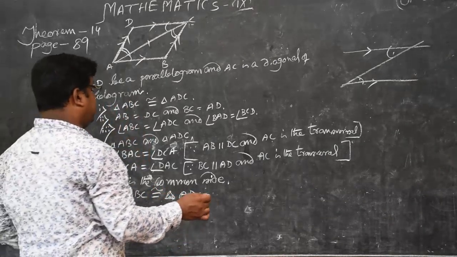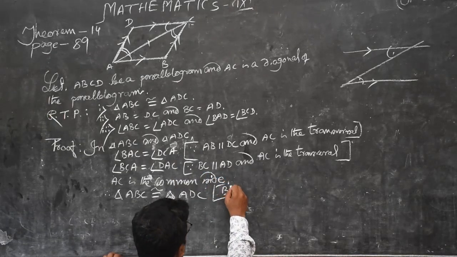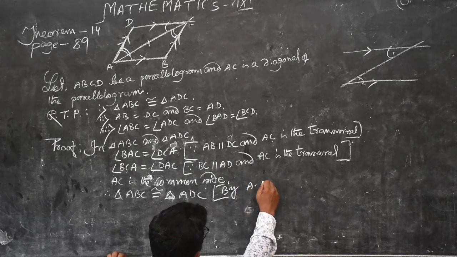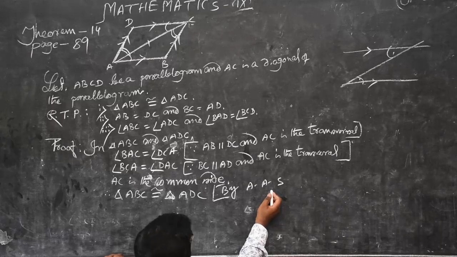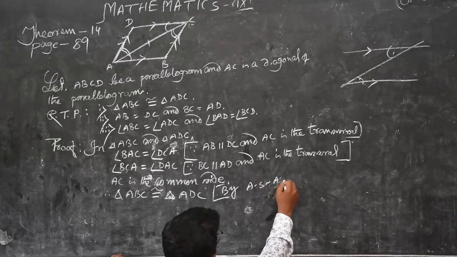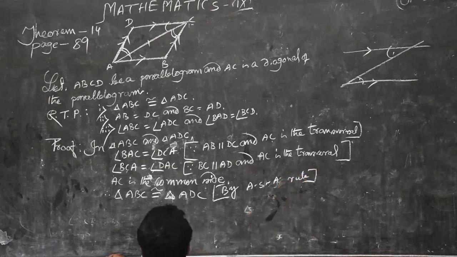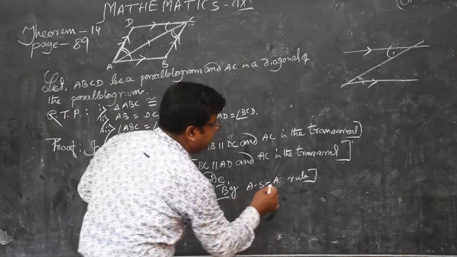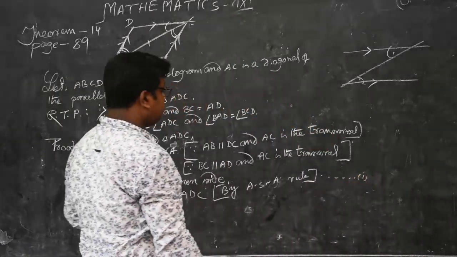By which rule do you have to write? How are the triangles congruent? It is AAS. No, it is ASA rule. By ASA rule, the triangles are congruent. So we have proved the first part of the theorem.